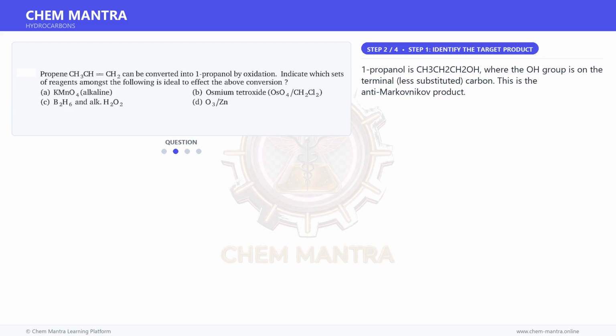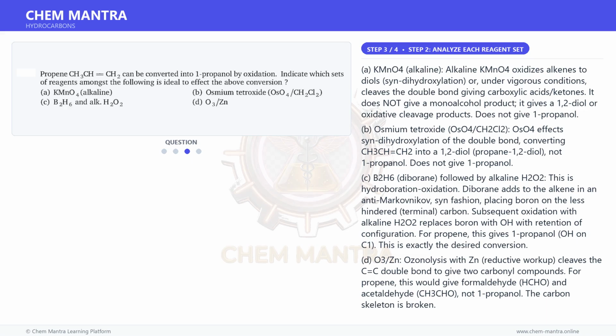Moving on to the next step. 1-propanol is CH3CH2CH2OH, where the OH group is on the terminal, less substituted, carbon. This is the anti-Markovnikov product. Moving on to the next step.